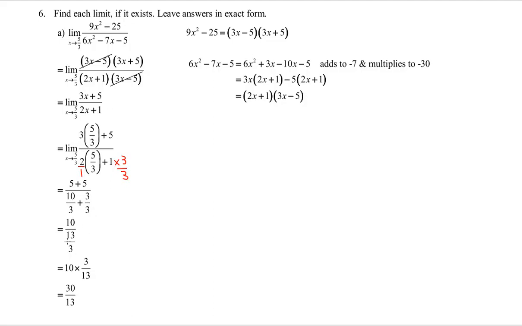Now remember that 10 on top is being divided by this 13/3. So I'm going to take the 10 and multiply it by the reciprocal of 13/3, which is 3/13. And remember, there's really a 1 here. So 10 times 3 is 30, 1 times 13 is 13, so that's the limit. It's 30/13. So that's 6a.